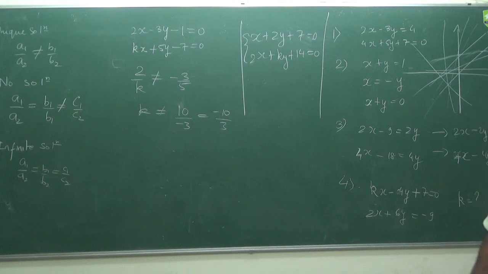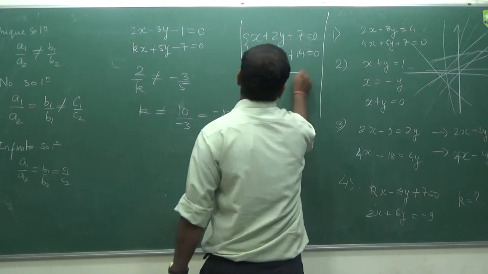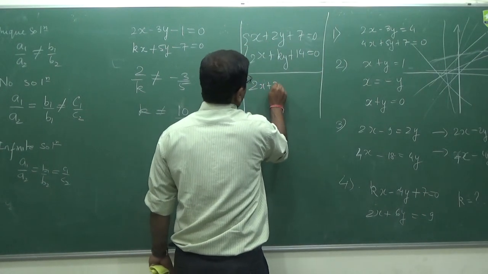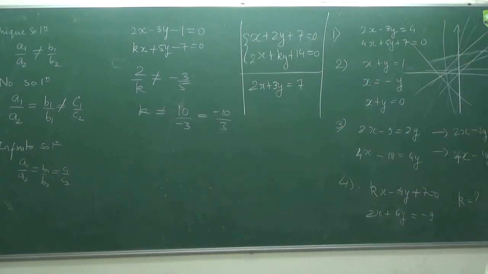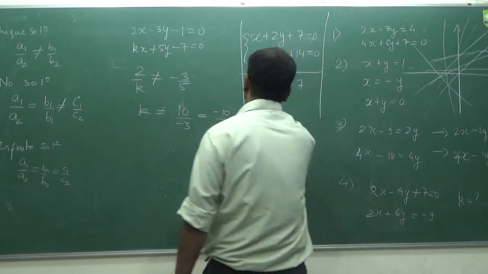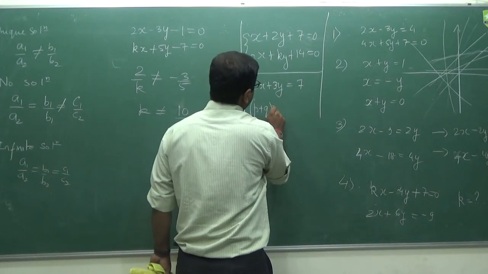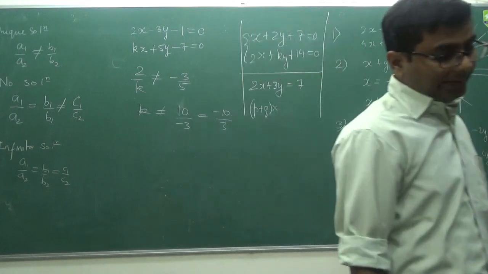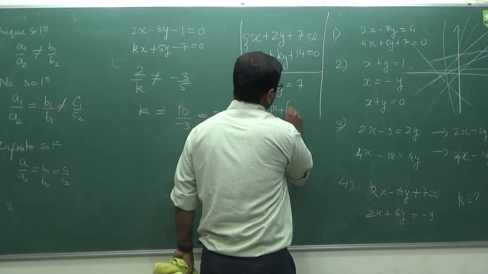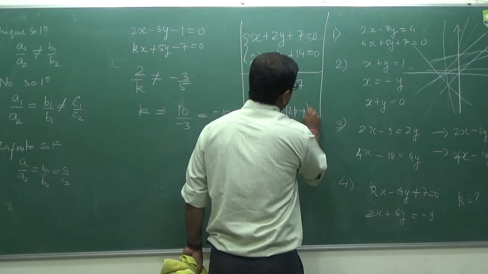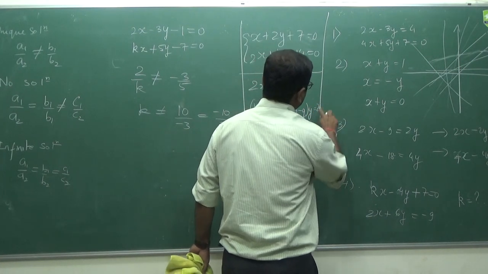The equations are 2x plus 3y equals 7, and P plus Q times x, plus 2P minus Q times y, equals 21.